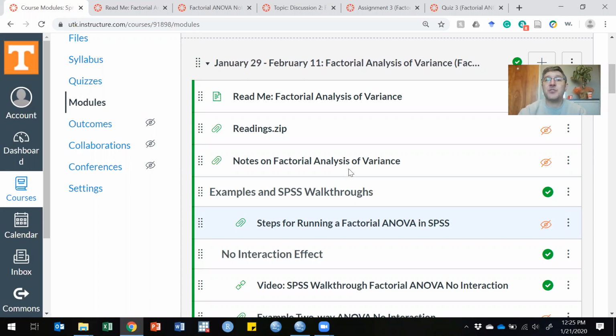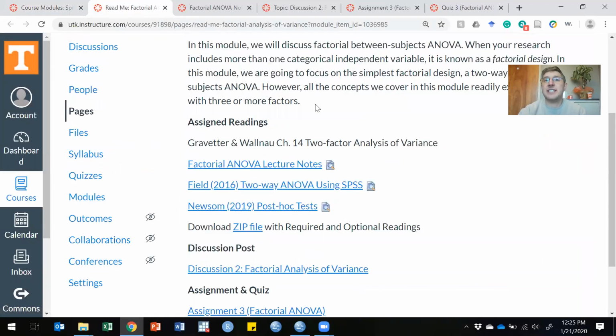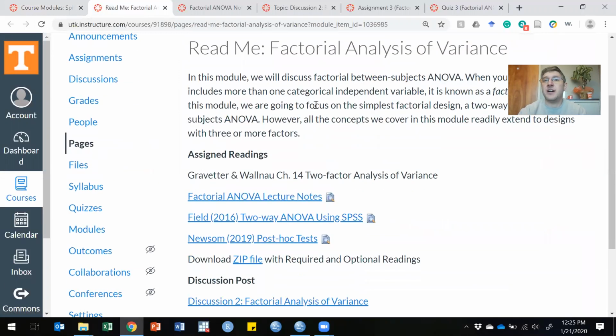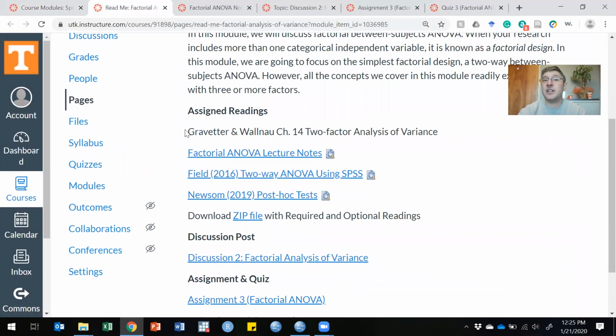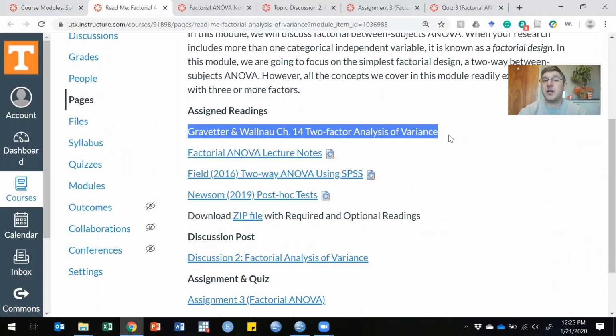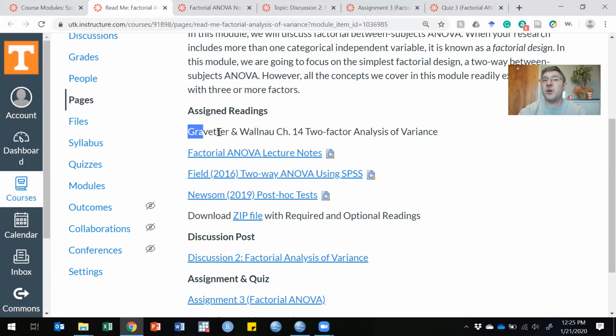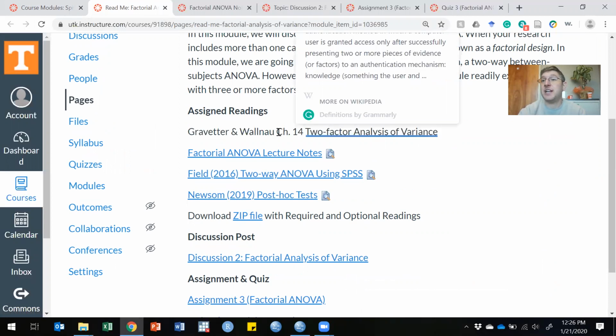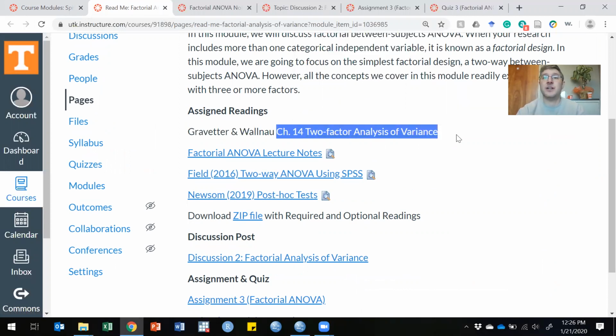As with all the modules, always start with the README file. If we click on it, it'll take us here. It gives you the different assigned readings for the week, what chapter in the textbook will follow. If you're not using the Gravity and Walnut text, just look for the two-way analysis of variance or factorial analysis of variance chapter. If you need help, just let me know, and I'll help you find it in your book.